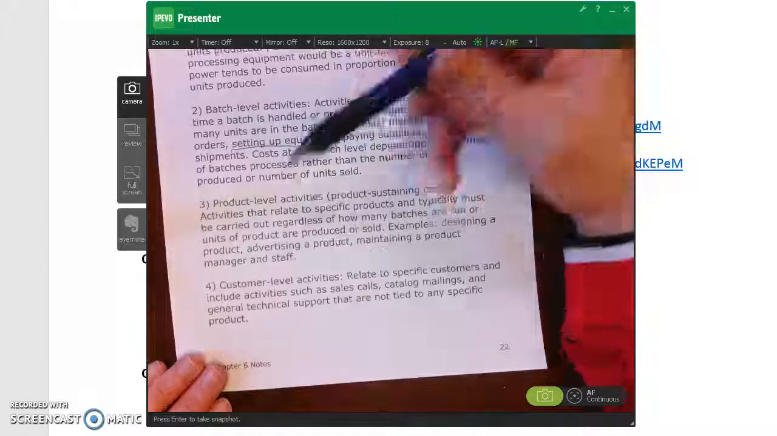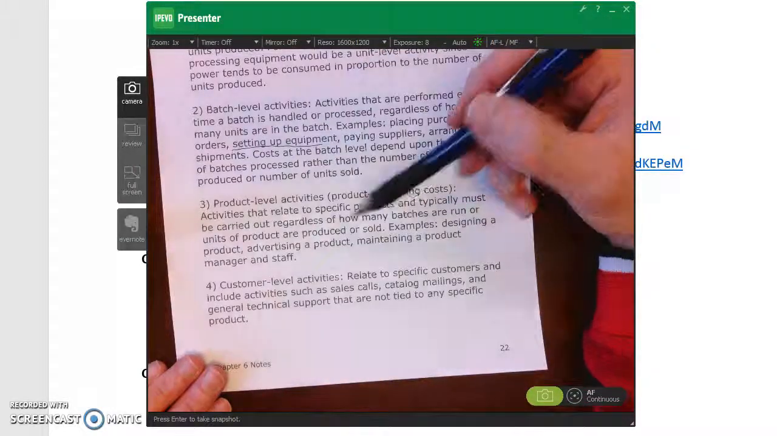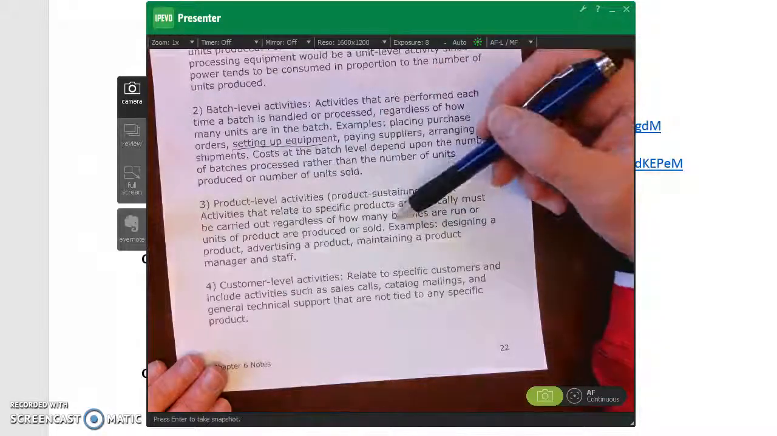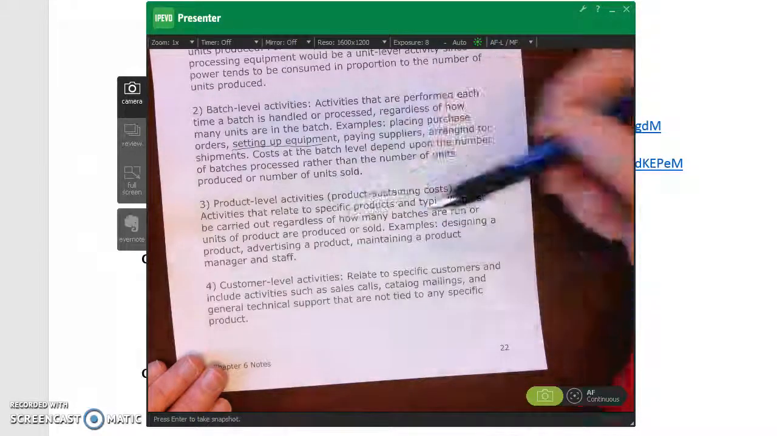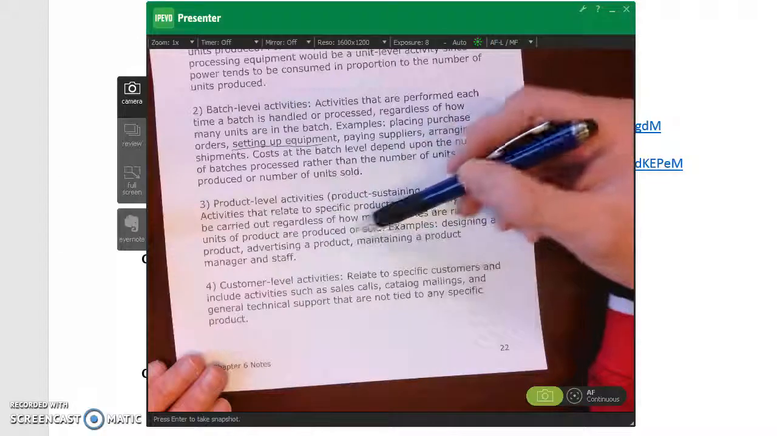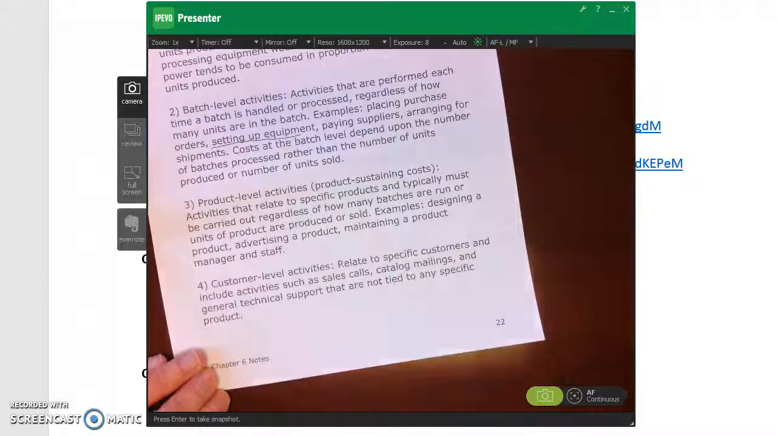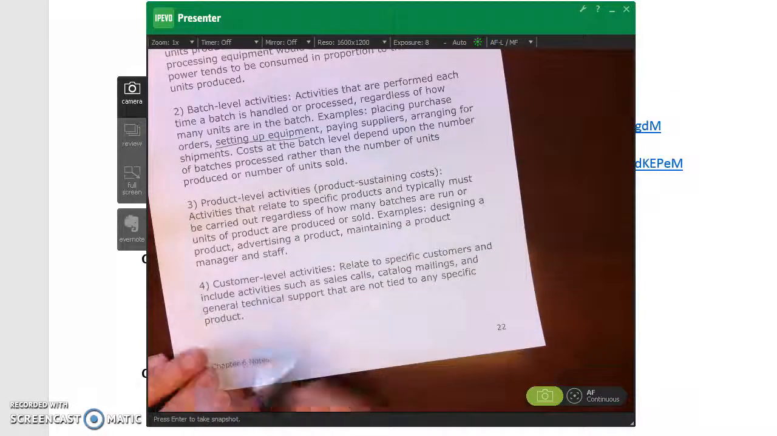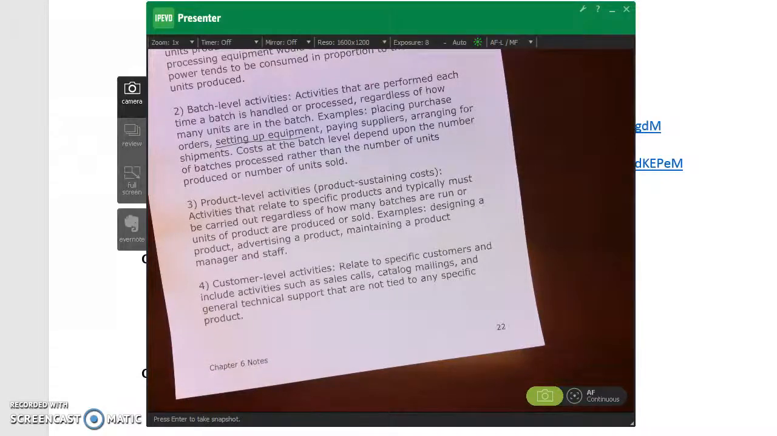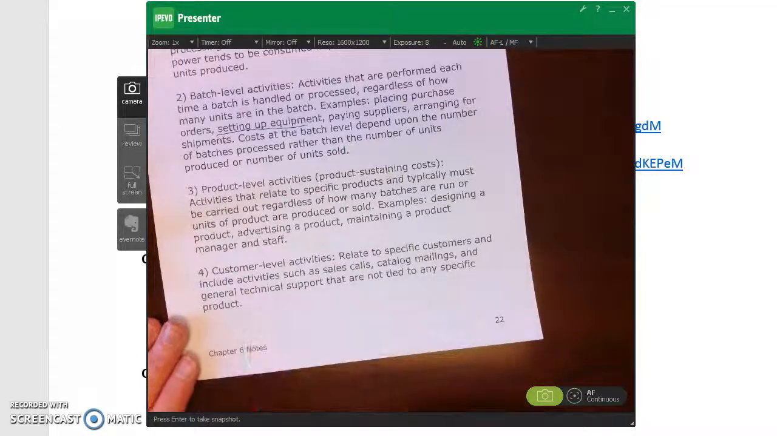Product level activities would be activities that relate to specific products and must be carried out regardless of how many batches are run or units of product are produced or sold. Some examples would be advertising, so it's specific to that product. Maintaining a product manager, or we could say designing a product. Whether we're going to make one product or 50 products, we still have to design the product.